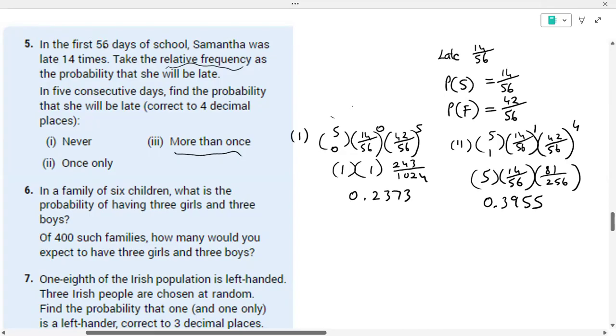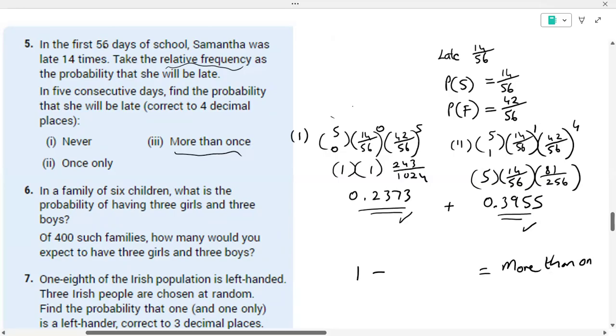Now, rather than going through all those, what I can do is take the 2 of these answers and add them, because this is the never and this is only once. So if I add the 2 of those together, that will cover never and only once. And then if I take the never and only once away from 1, that should give me an answer of the more than once.